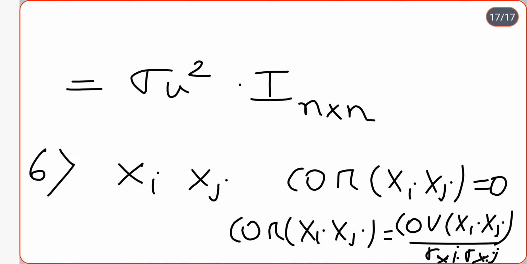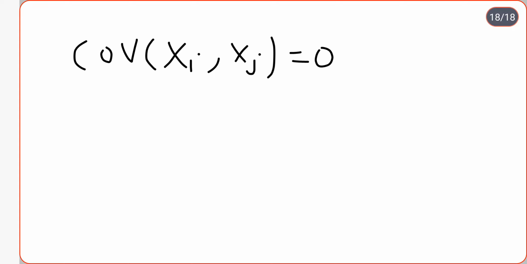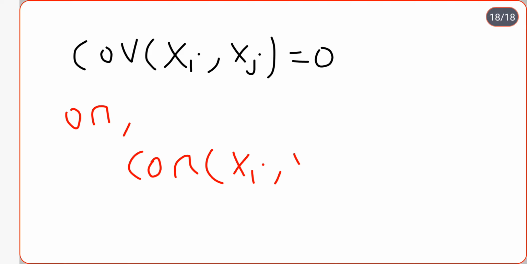Now this covariance is supposed to be 0 for this correlation to be 0. The numerator part is also supposed to be 0. So we may also write it as covariance of xi xj equals 0. It doesn't matter whether you write covariance of xi xj equals 0, or correlation of xi xj equals 0. Both of these imply that there is no relationship between the independent variables, and there is no multicollinearity.